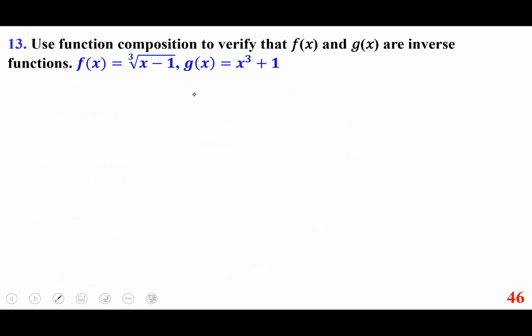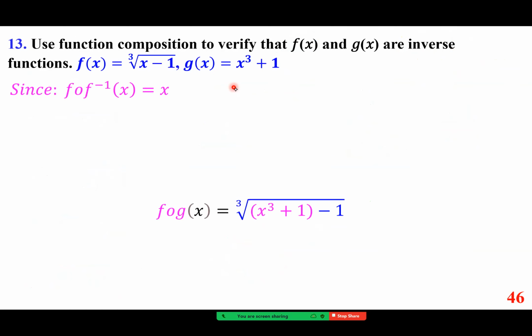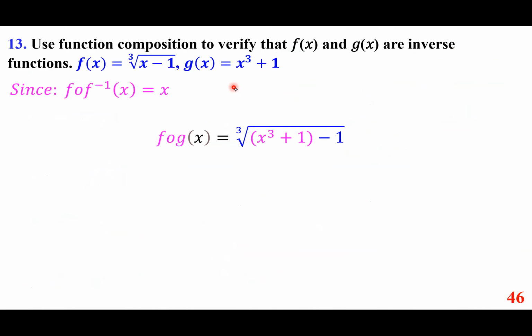We want to verify these two are inverse of each other. That means we have to show their composite function is x. So we know f of f inverse is x, therefore we're going to show f of g is x in this example. So we want to show that f of g is x. Clearly, these two cancel each other. And the cube root of x cubed is x, and we just proved it.